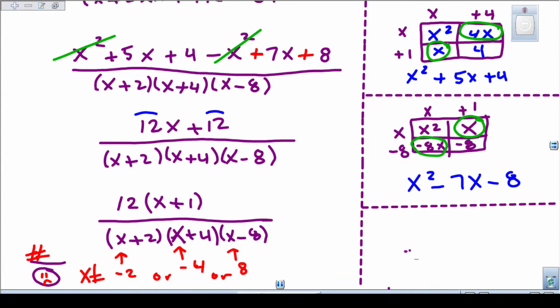There was a question on how we did the 12x plus 12. I noticed that 12 is in common, so I pulled that out as a common factor, open parentheses. Then I take my first term, the 12x, divide that by 12, that gives me the x. And the plus 12, divide that by 12, that gives me the 1. Did that help, Brian?